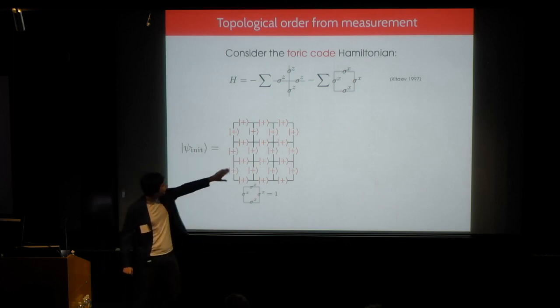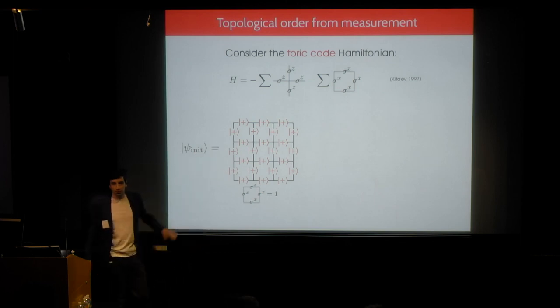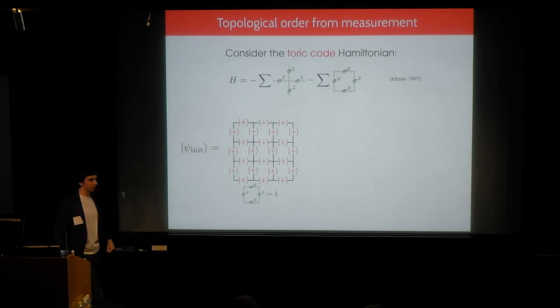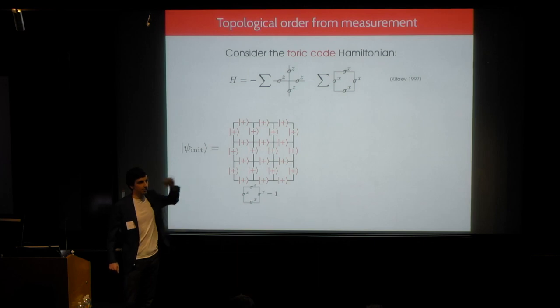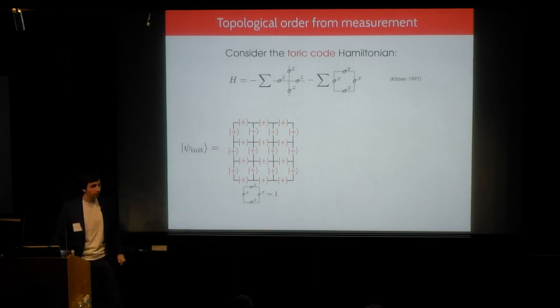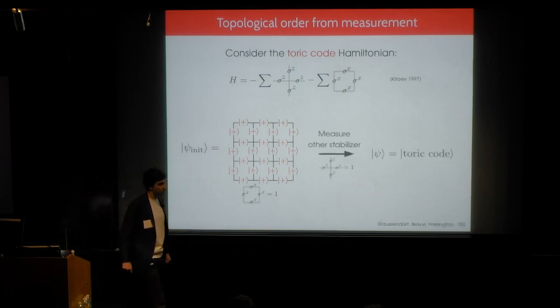In particular, this state is not an eigenstate of that. So it's not a toric code state. It's an unentangled, boring state. So now, just to get the other term in the Hamiltonian happy, simply measure it. Right? It's a four-body observable. You can measure it in your quantum state.